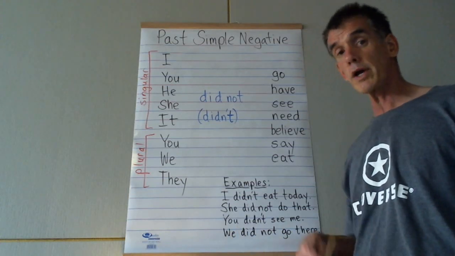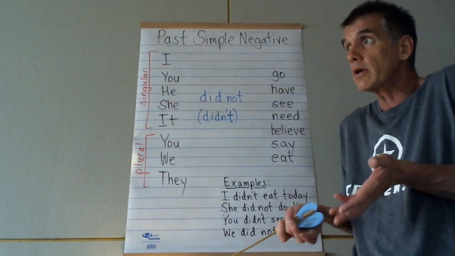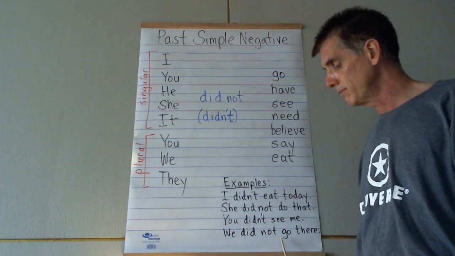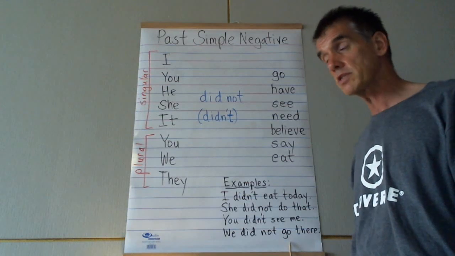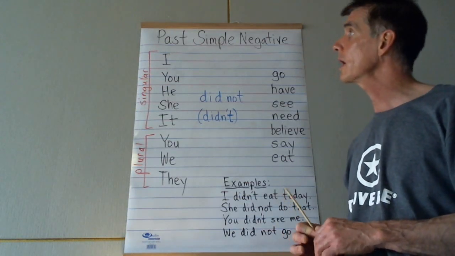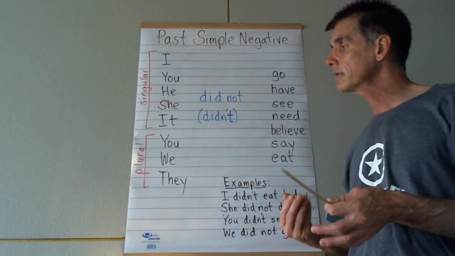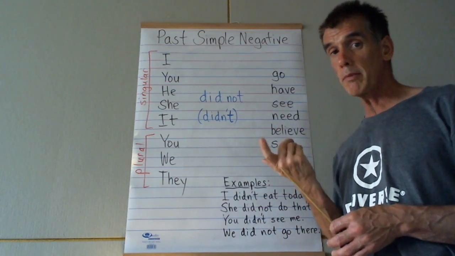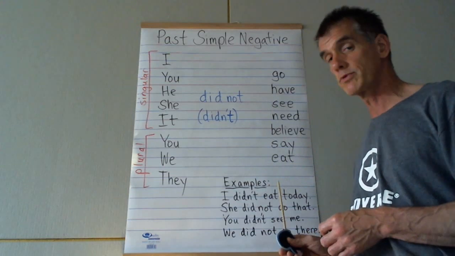We did not go there. We did not do that. Something like that. Okay? So remember, it stays as go. It does not change to went. Okay? All right. So this is, again, the simple past tense. I think it's pretty straightforward, if you can just remember the one simple rule that these verbs do not change.